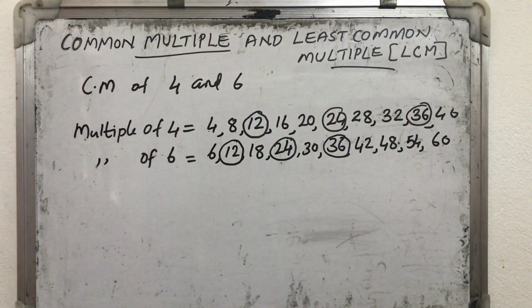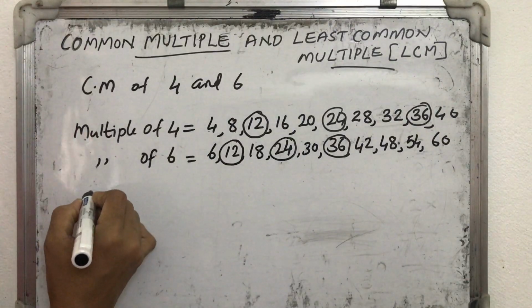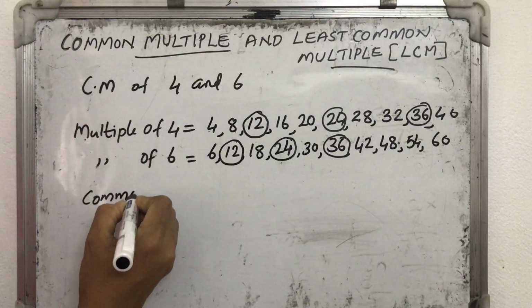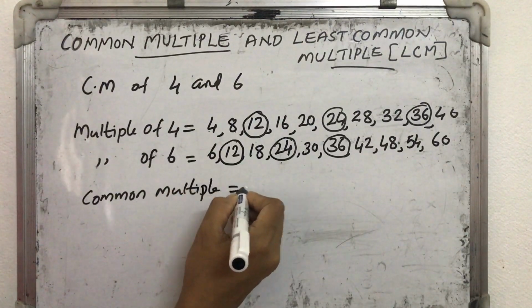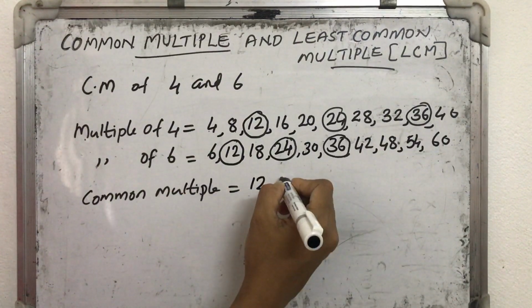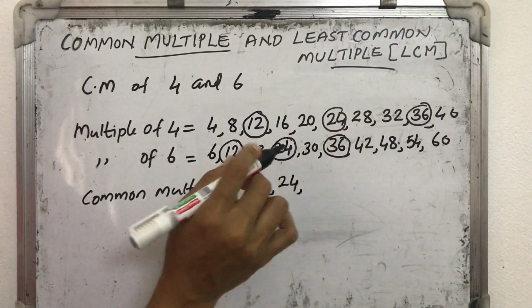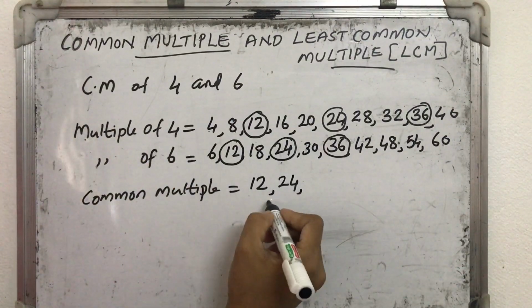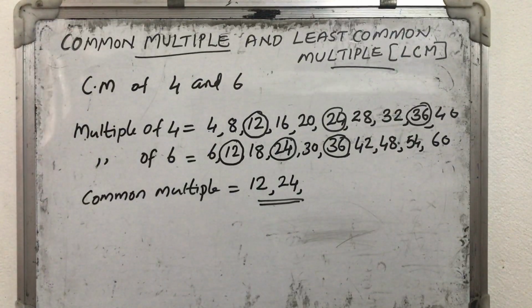So the question asked us to write the first two common multiples of 4 and 6. So last we can write the common multiples. One common multiple is 12 and another common multiple is 24. If two common multiples are asked, you only need to write the first two common multiples. Okay, this is common multiples. That is very easy. We can find the common multiples of any two numbers.